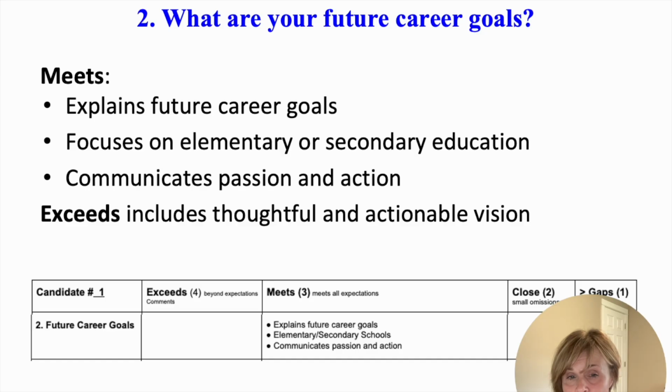The next question, we're also going to score them on that 4 points, and they're going to be talking about their future goals. We're going to actually look for them talking about what they want to do with their career. They're going to be focusing on elementary or secondary. Are they going to be going post-secondary? So we really are looking for some examples here, and their answer to the question needs to express the passion and action. And exceeds would be thoughtful, actionable vision. Maybe they take it to the next steps. So again, 4-point scale there.